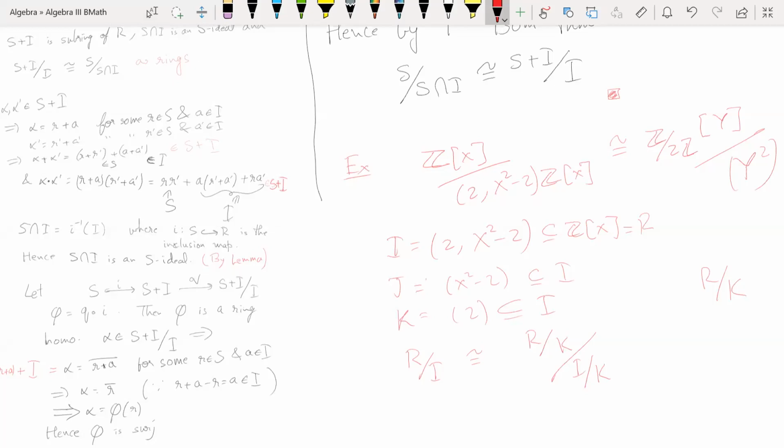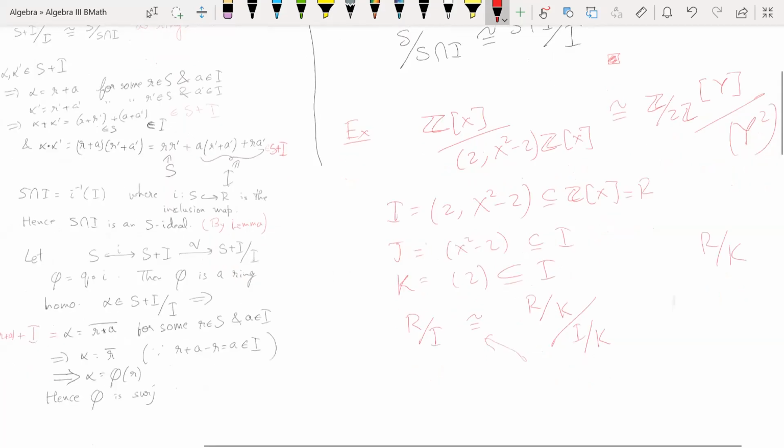Since I mod K is an ideal of R mod K, we can take this quotient, and this will be a ring. And the third isomorphism theorem says that these two are isomorphic. So now you just apply this third isomorphism theorem here blindly.